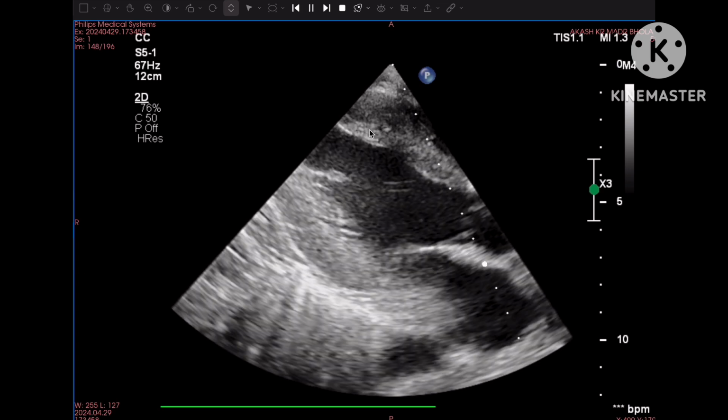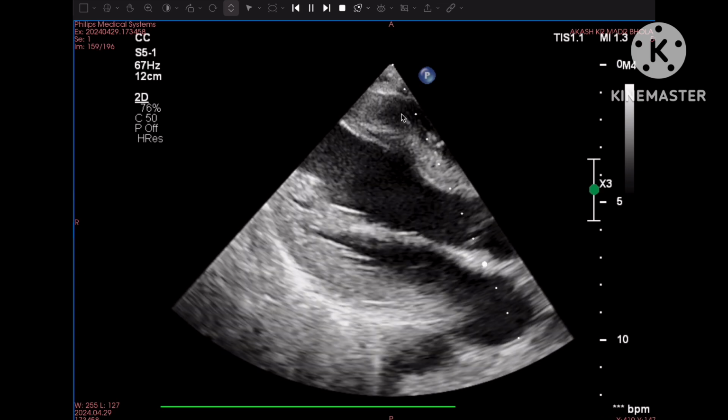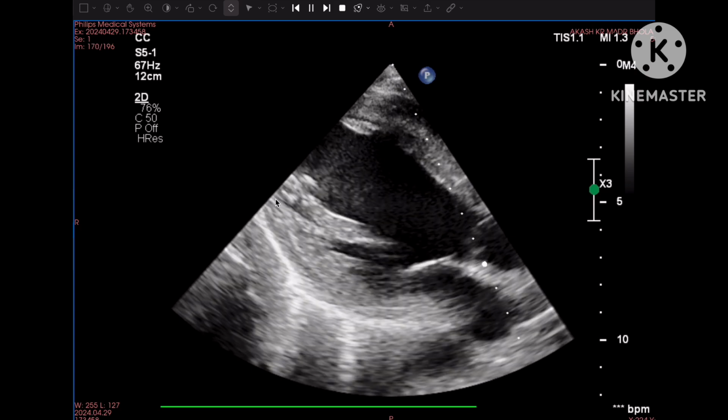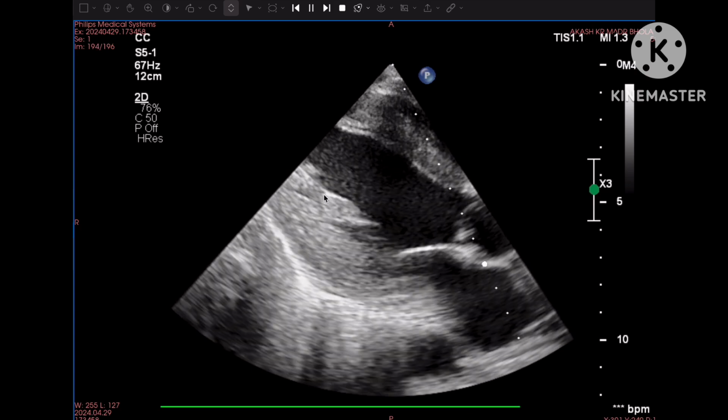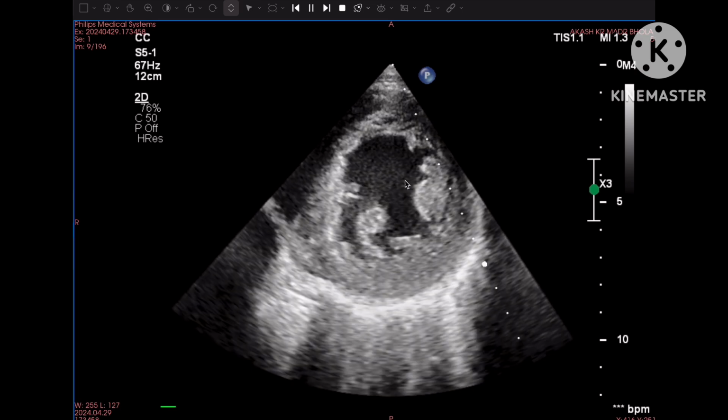This is the next image. You can see a thickened left ventricular wall and mild global hypokinesia. Ejection fraction is almost 50%.